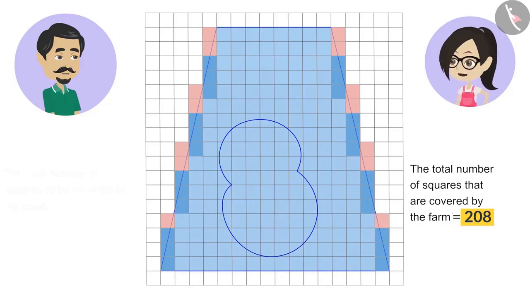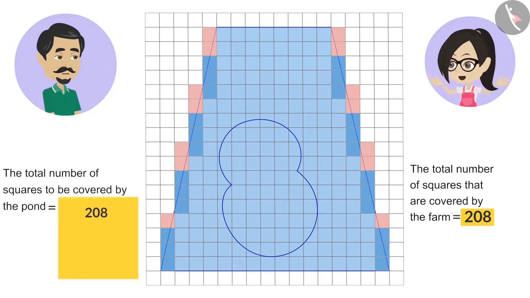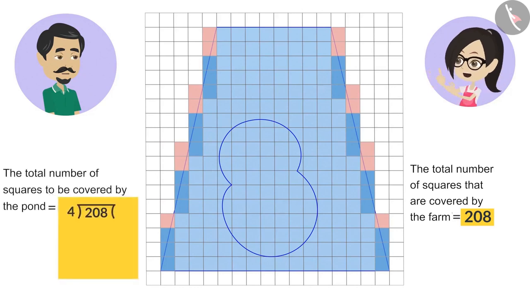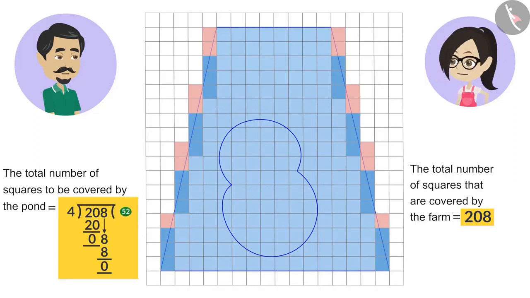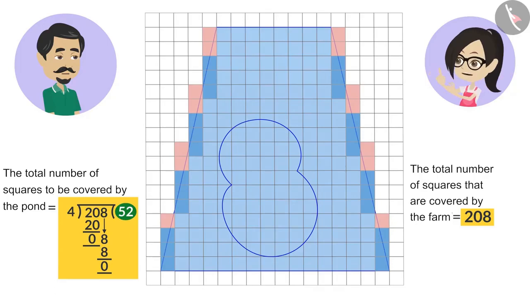Now you want the pond to be built in 1/4 of the farm, right? That means the pond should cover 208 divided by 4 squares. That is, if this pond covers almost 52 squares, then we can say that this pond is 1/4 of the farm. Yes, you are absolutely right.